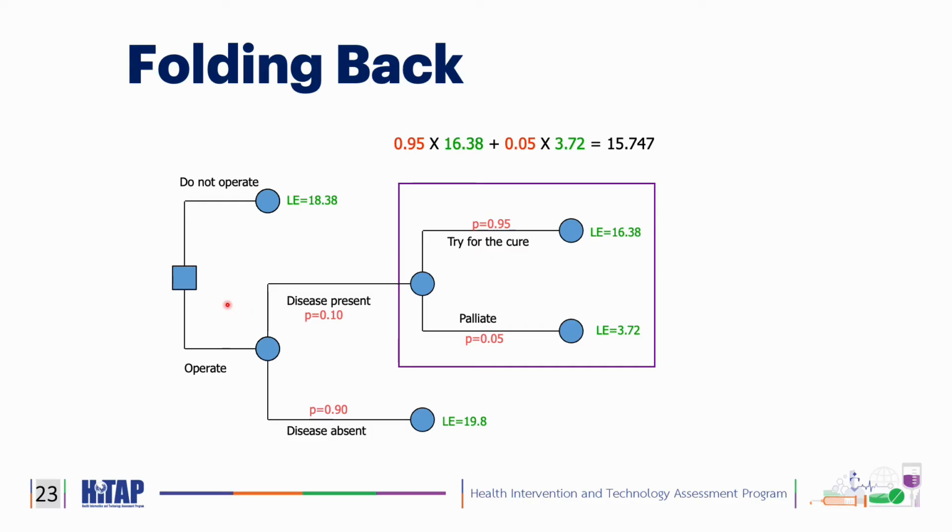So now what we have is that the patient who does not operate will end up with a life expectancy of around 18.38, compared to if the patient chooses to operate but the disease is still present. For now, the life expectancy would be equal to 15.74. Compared to another scenario, which is the disease absent, the life expectancy would be around 19.8.